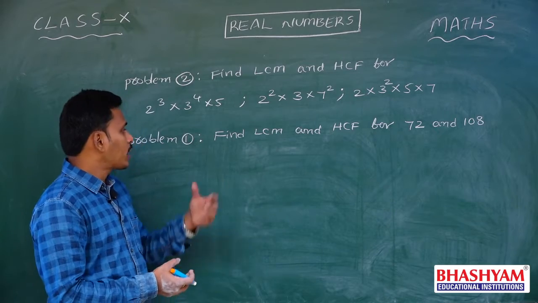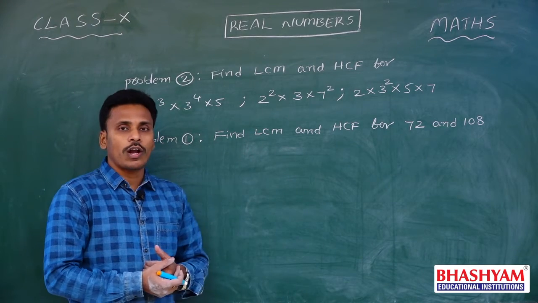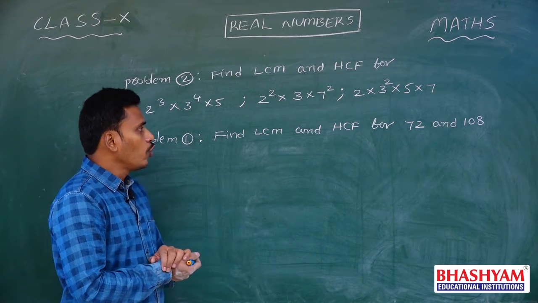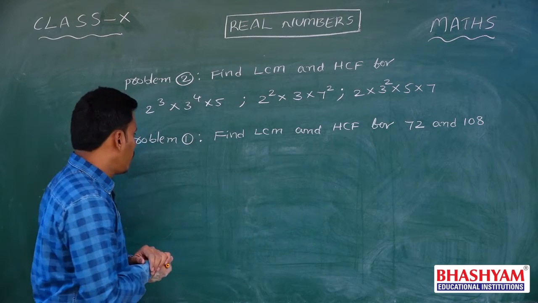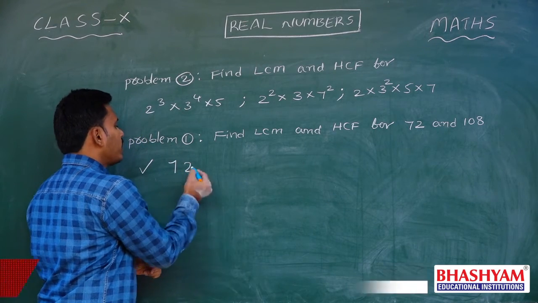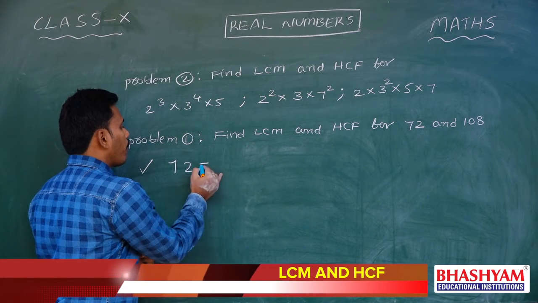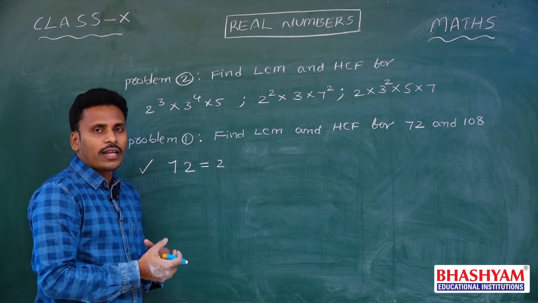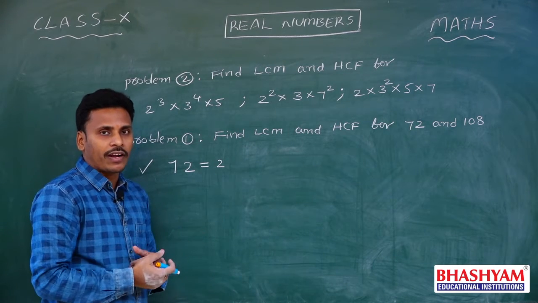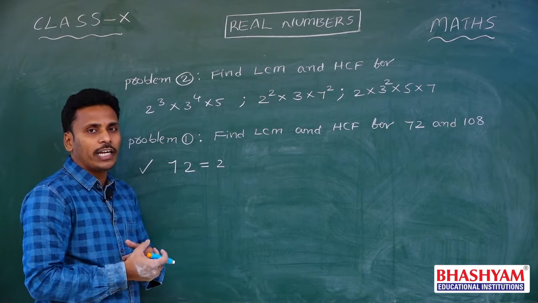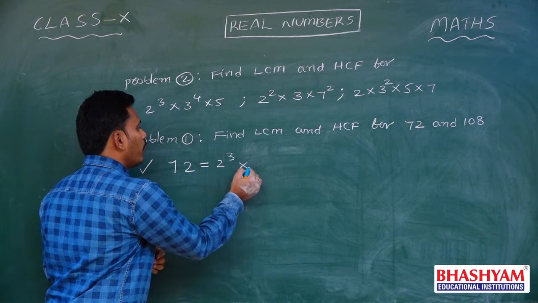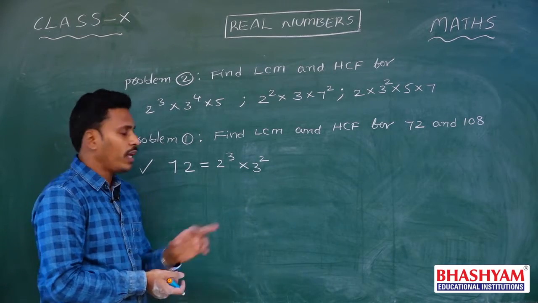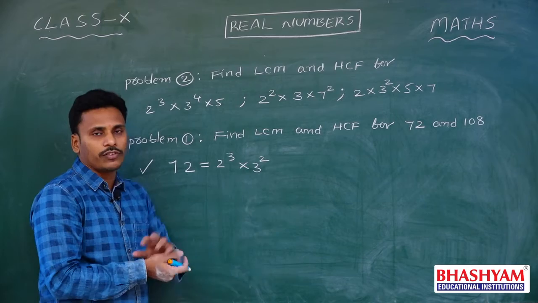Now, first of all, let us solve the first one. For 72 and 108, we need to find LCM and HCF. The first step is identifying the prime factorization. So, 72, what is its prime factorization? 72 is basically 8 into 9, or you may go with the usual prime factorization technique. 72 is 8 into 9, which is nothing but 2 cube into 3 square. So the prime factorization for 72 is 2 cube into 3 square. 8 is 2 cube and 9 is 3 square, right?